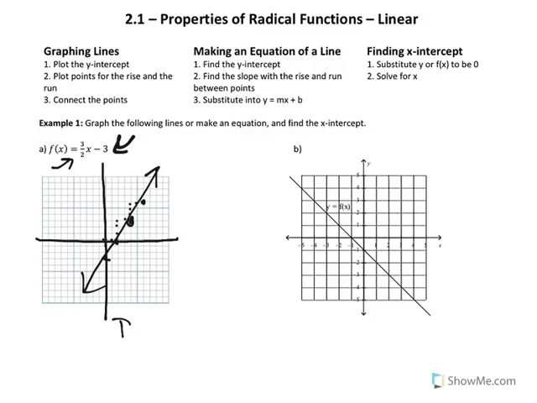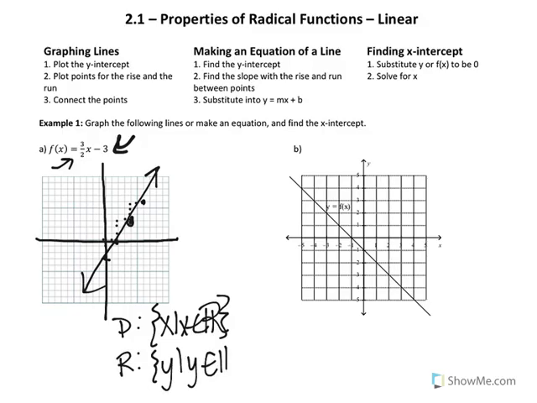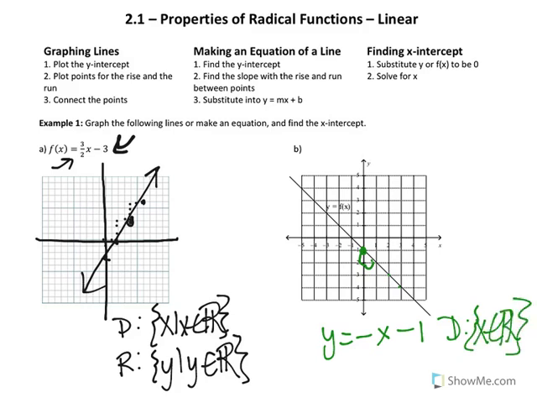The domain would be x is an element of the real numbers, and the range would be the same. Alright, for this one, we're going to find the y-intercept, so it's at -1. And then we're just going to find the slope, so it looks like it's going down 1 over 1. So this would be y equals -x minus 1. So there's our equation. Domain, all the real numbers. Range, all the real numbers.